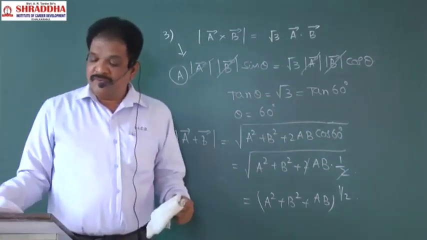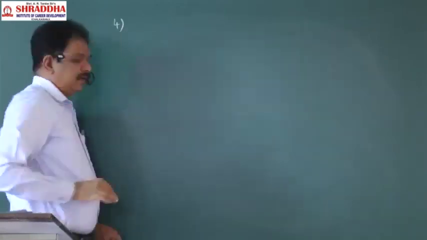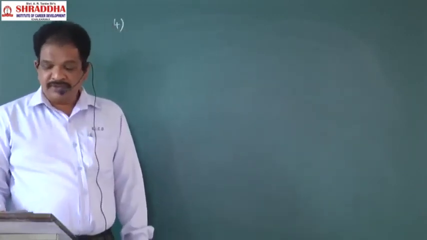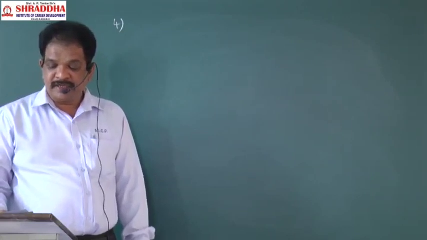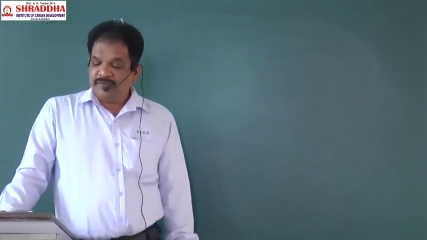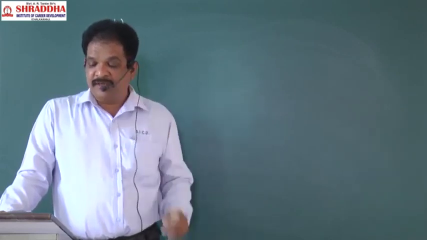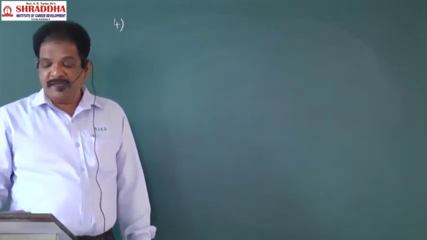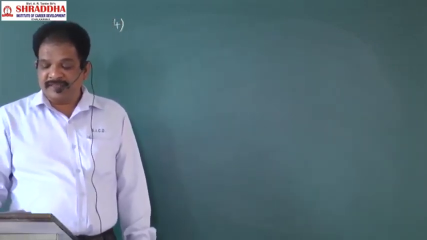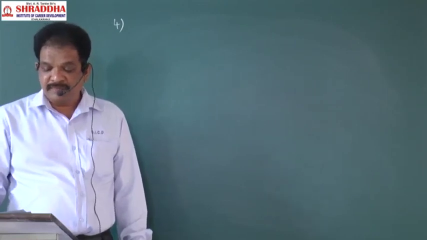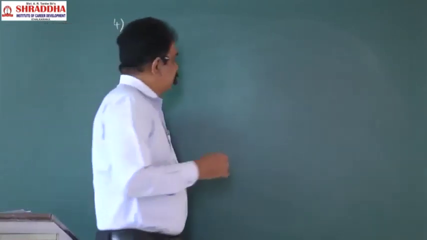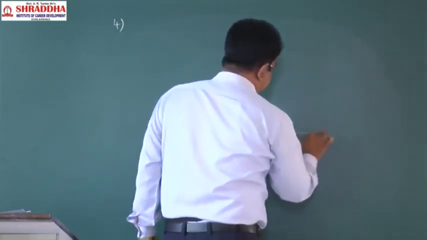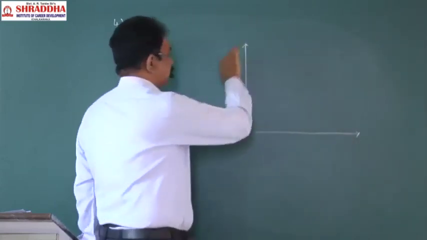Next one, fourth question, see what they are asking. A particle starting from the origin 0, 0 moves in a straight line in the xy plane. Its coordinates at a later time are root 3, 3. The path of the particle makes with the x-axis an angle of, okay. So this is y-axis, this is x-axis. Clear?